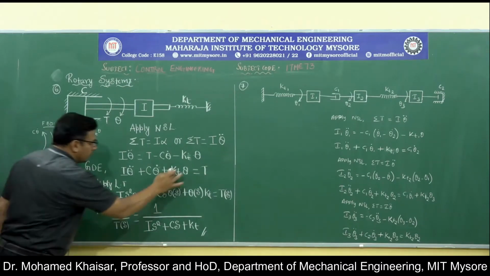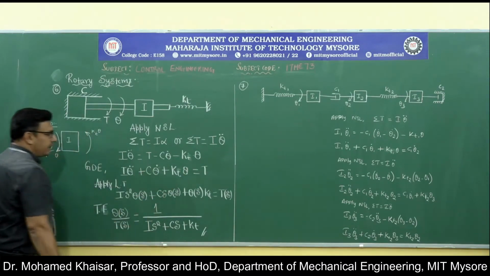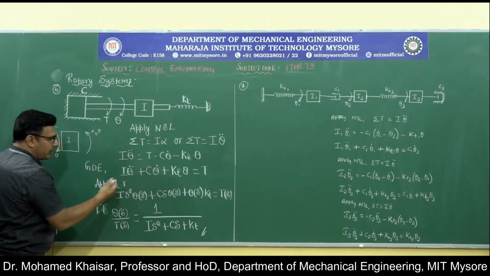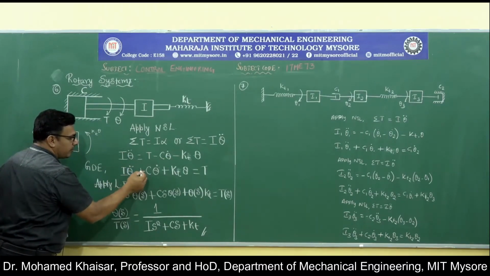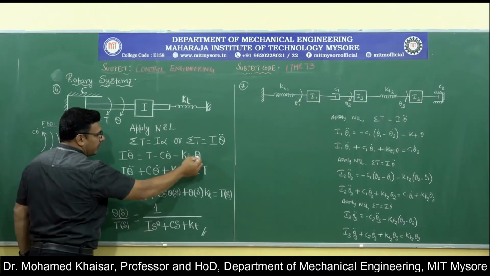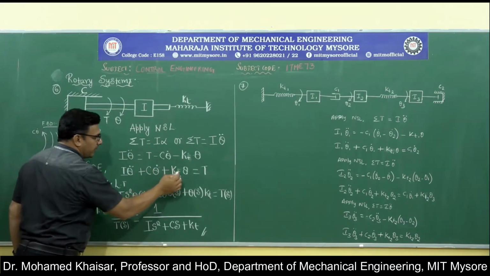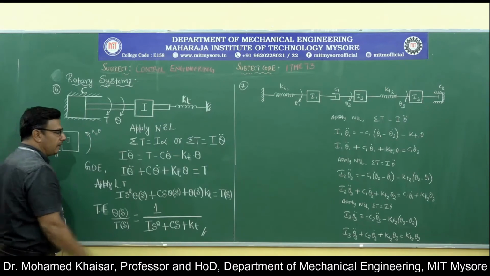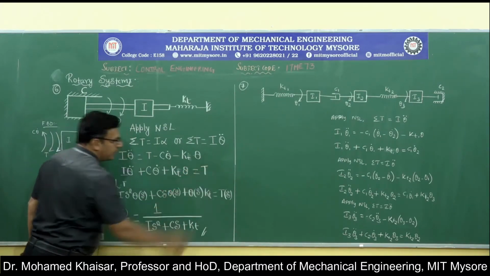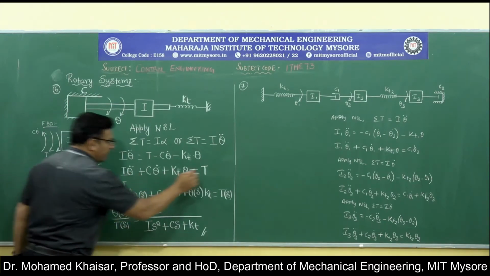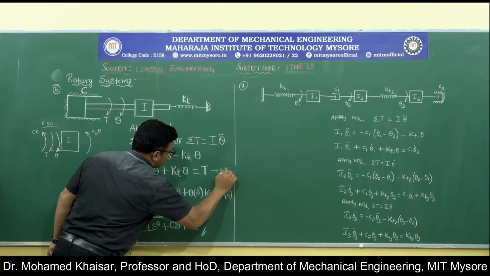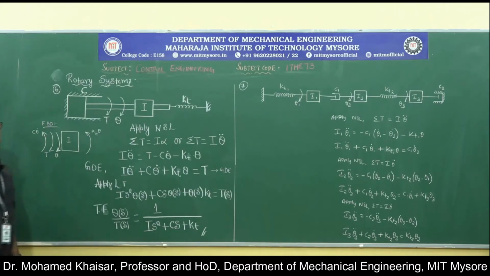Okay. Now this can be rewritten by bringing all theta components to one side. I theta double dot minus C theta dot becomes plus C theta dot, minus kT into theta becomes plus kT into theta if we take them on the left hand side, leaving only T on the right hand side. This is the governing differential equation.